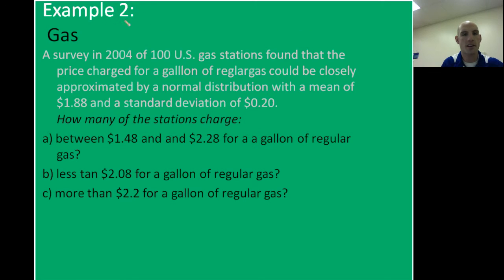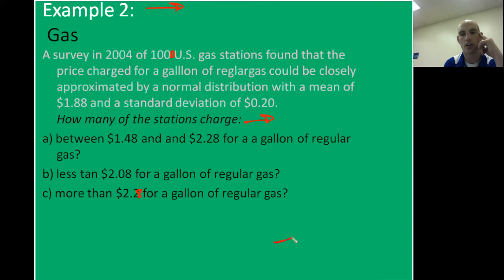And so if we have an example here that gives us gas stations, this should be 1,000 gas stations. A survey in 2004 of 1,000 U.S. gas stations found that the price charged for a gallon of regular gas could be closely approximated by a normal distribution, with a mean of $1.88 and a standard deviation of 20 cents. That ain't happening nowadays, but we're going to do this as an example. So, we want to figure out how many stations charge between $1.48 and $2.28.